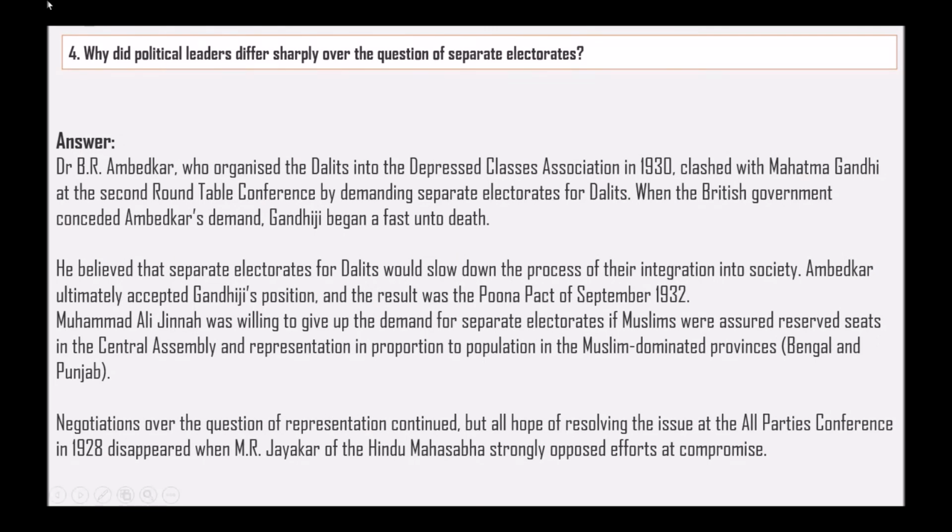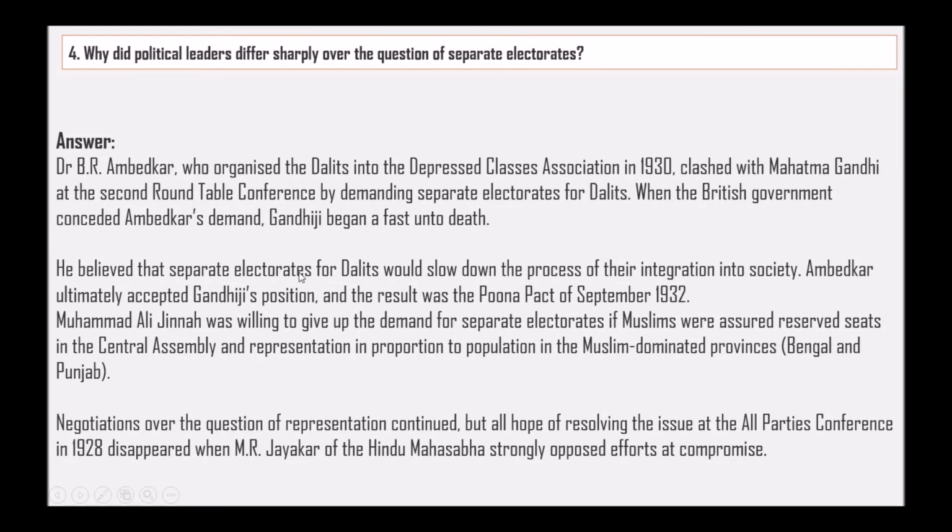Next, why did political leaders differ sharply over the question of separate electorates? Dr. B.R. Ambedkar, who organized the Dalits into the Depressed Classes Association in 1930, clashed with Mahatma Gandhi at the Second Round Table Conference by demanding separate electorates for Dalits. When the British government conceded Ambedkar's demand, Gandhiji began a fast unto death.